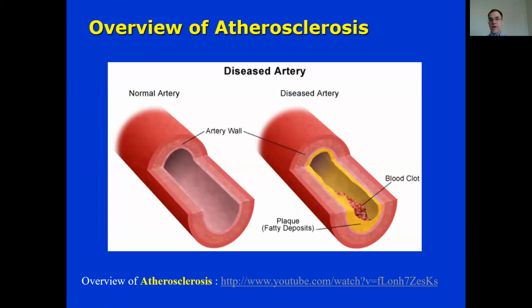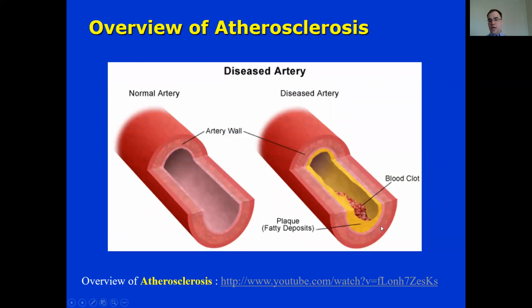And here's the overview of atherosclerosis. So here is what it looks like in a normal artery. You can see how the lumen of the artery is open. And then again, just to review our layers, working from the lumen outward, we have the tunica intima, and then we have the tunica media, and also finally the tunica externa.